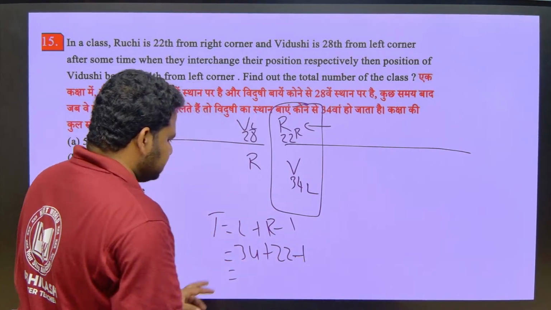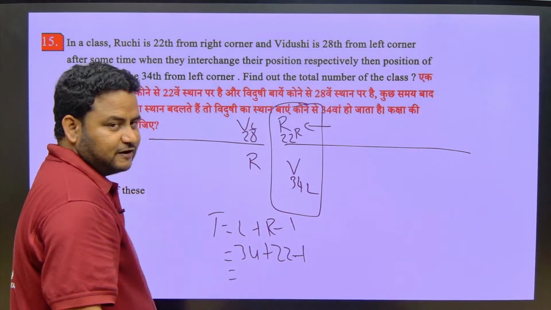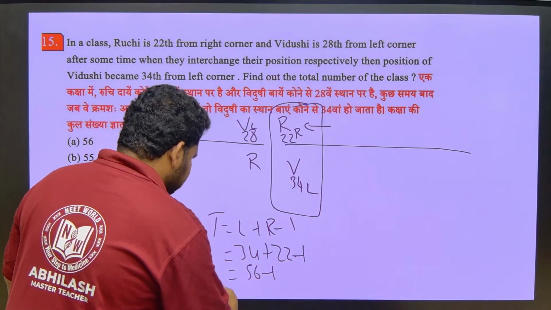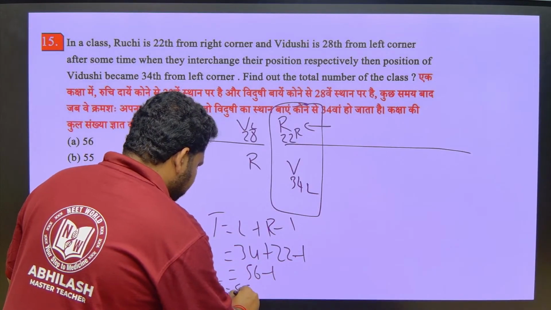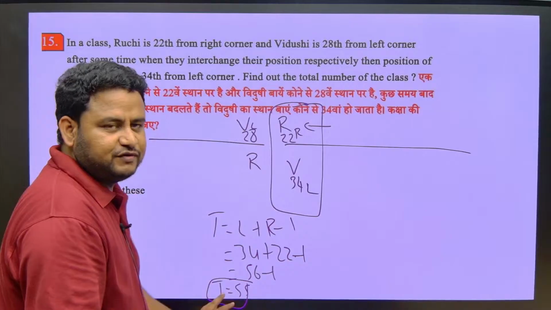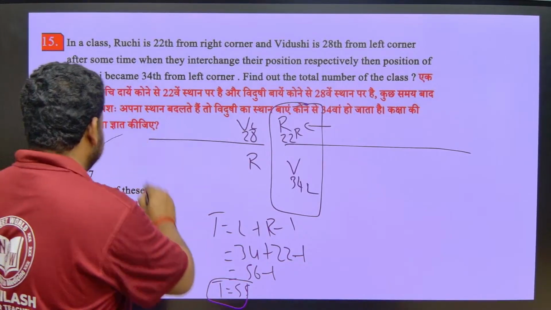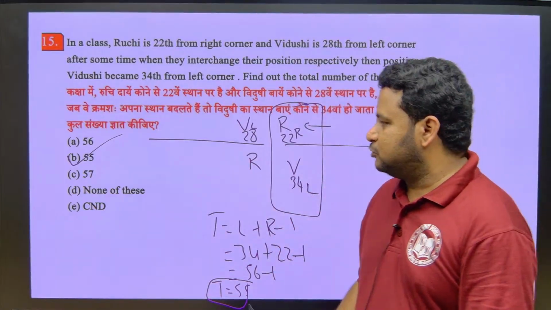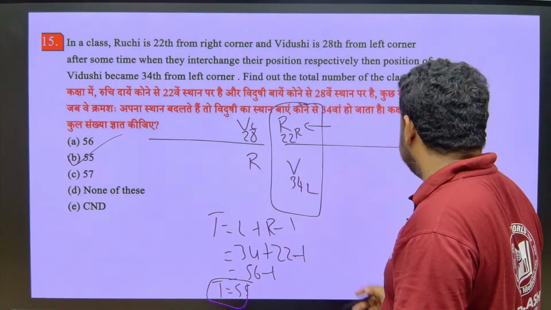So this is 34 plus 22, which is nothing but 56. 56 minus 1, so total is equal to 55. 55 is the right answer. That is option B, the right answer to this question. Clear, friends? Let us move to some more questions based on interchanging positions.